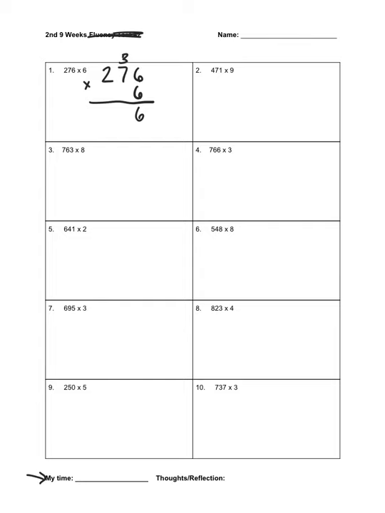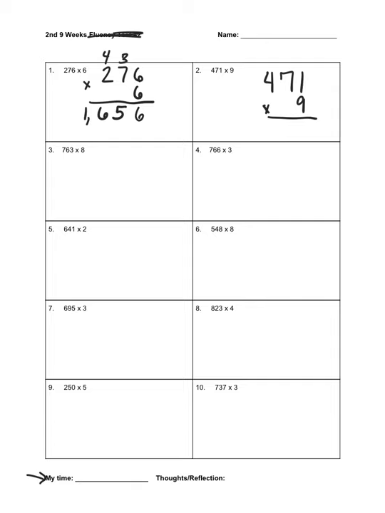6 times 7 is 42, plus 3 more gives you 45. Write down your 5 and carry your 4. 6 times 2 is 12, plus 4 more gives you 16. So your product is 1,656. Then you would do the same thing for number 2. 471 times 9.